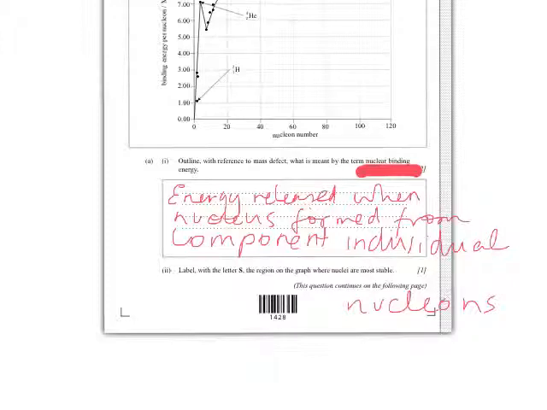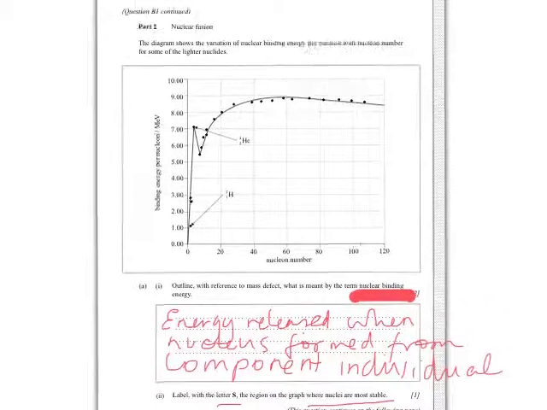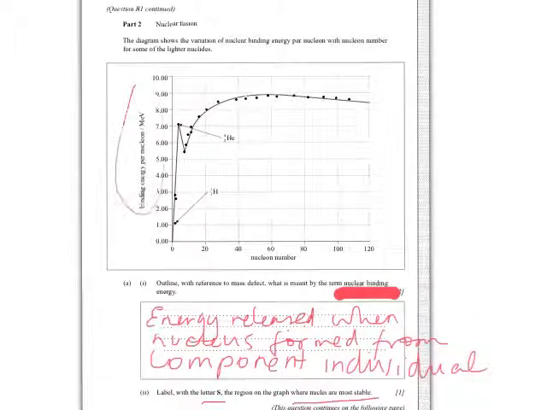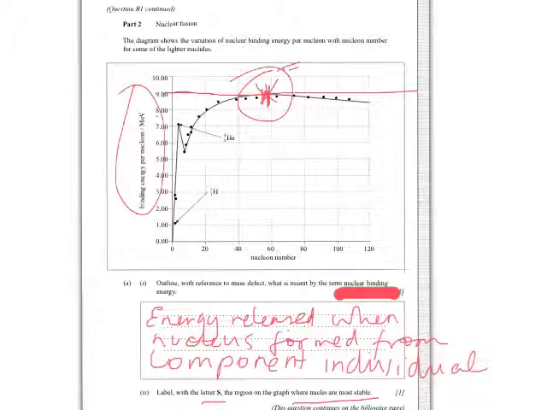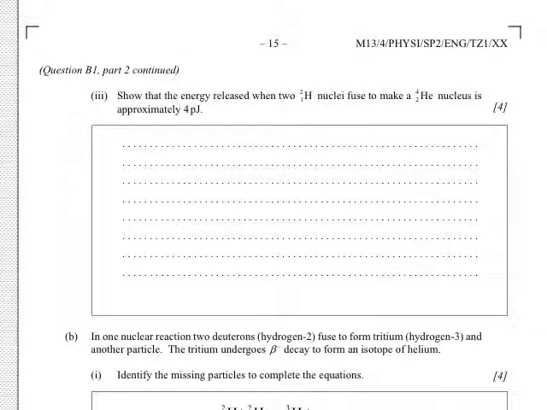To label with letter S the region on the graph where nuclei are most stable. So you should remember that it's the highest point, the part with the greatest binding energy per nucleon. So you have to find which is the highest point, which is actually up there, and single it out quite specifically, which would be the iron nucleus, although you don't need to say that, it's good to know. Okay, iron is the most stable. So now part 2.